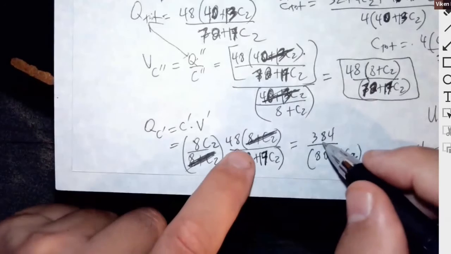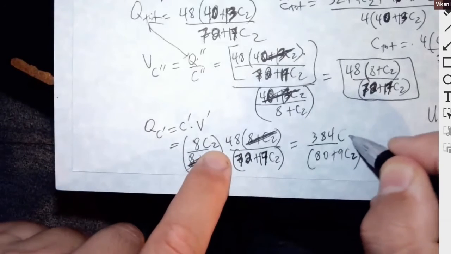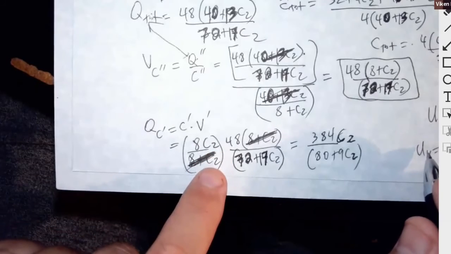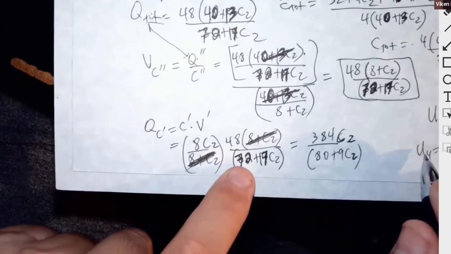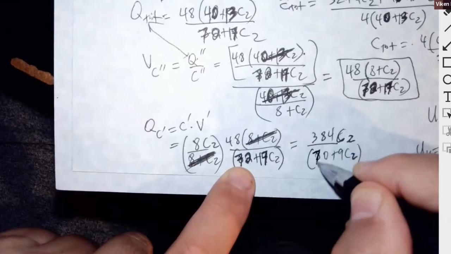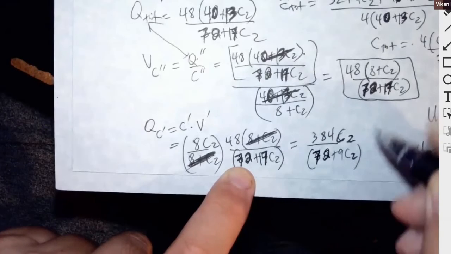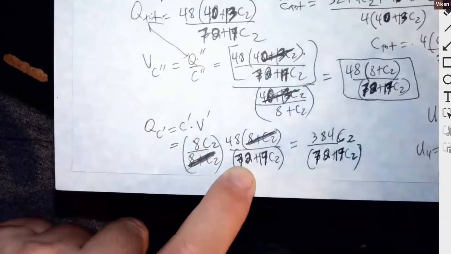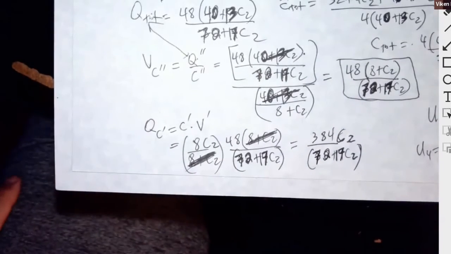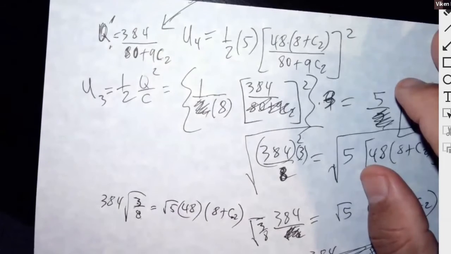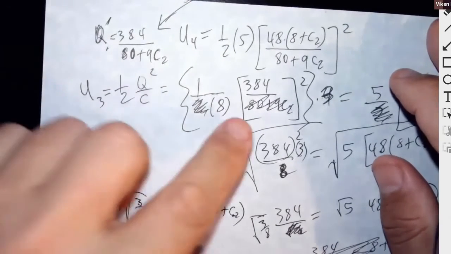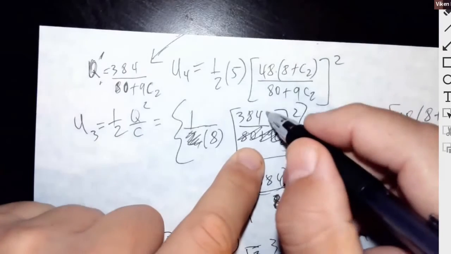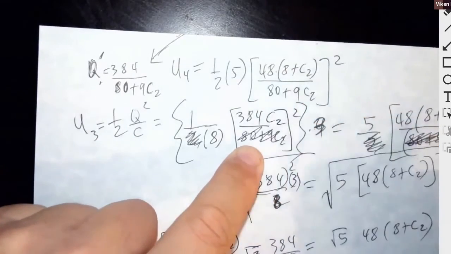Okay, so then you're going to have here 48 times 8, 384, C2. There you have it. 384 over C2 over 72 plus 17 C2. And then you got here the charges 384. Okay, so this is going to be 384 C2. There's that extra C2.